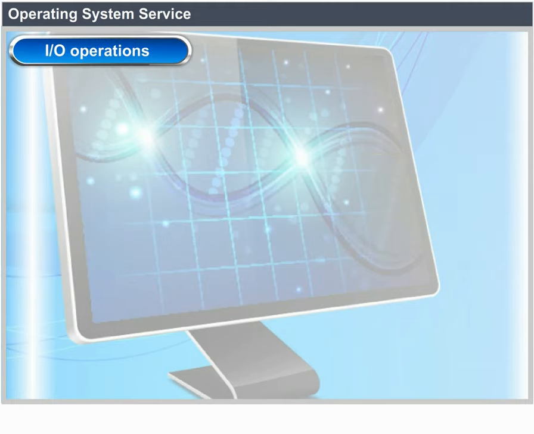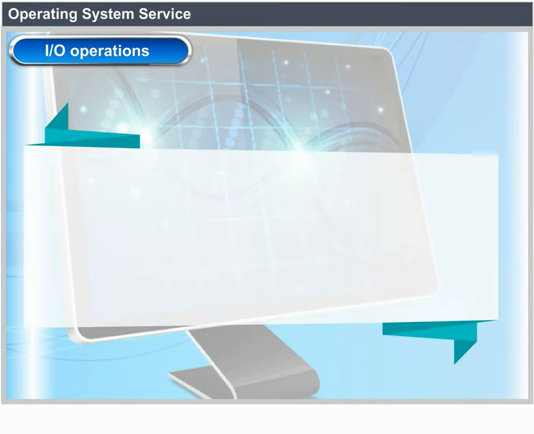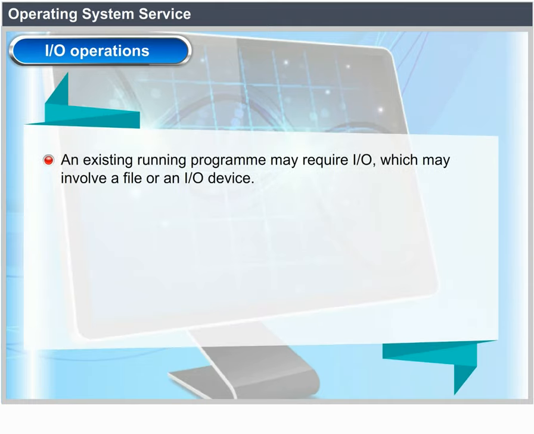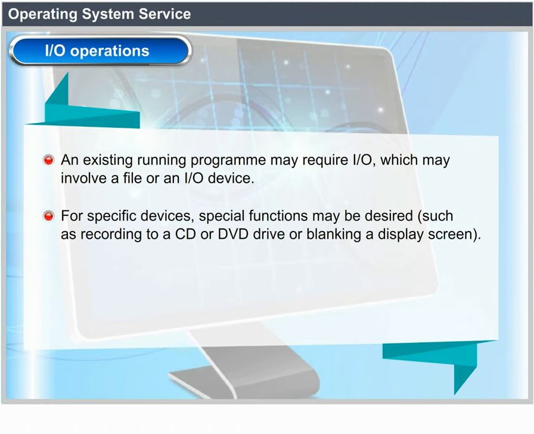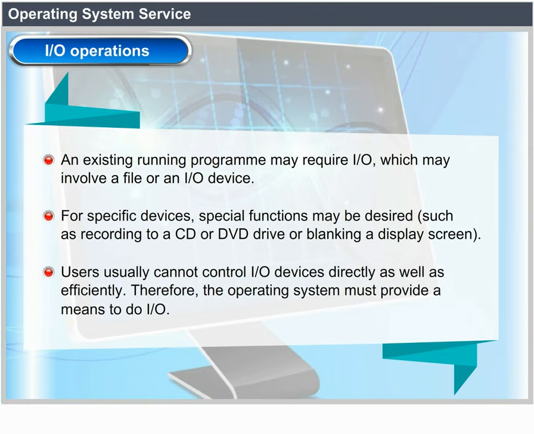Input/output operations. A running program may require input/output, which may involve a file or an input/output device. For specific devices, special functions may be desired, such as recording to a CD or DVD drive or blanking a display screen. For efficiency and protection, users usually cannot control input/output devices directly. Therefore, the operating system must provide a means to do input/output.